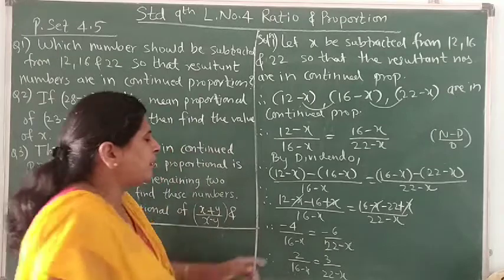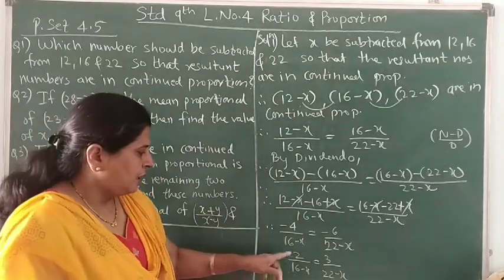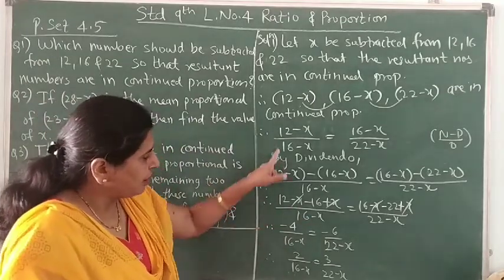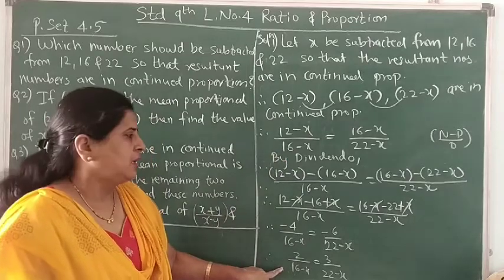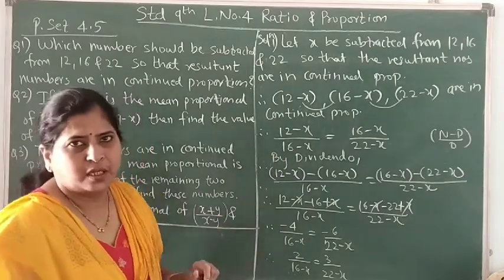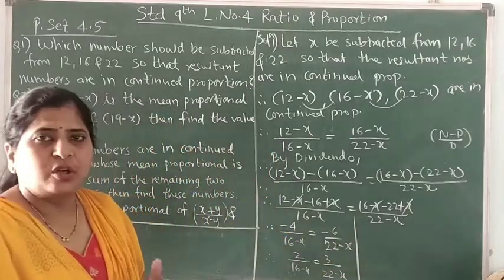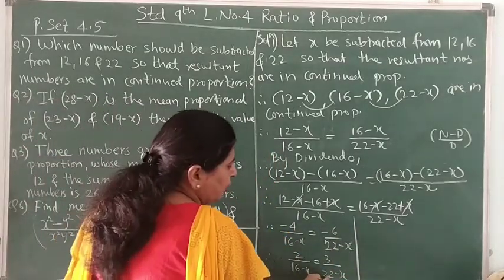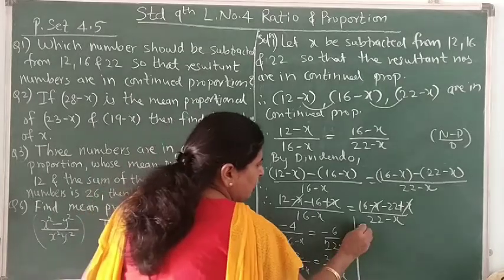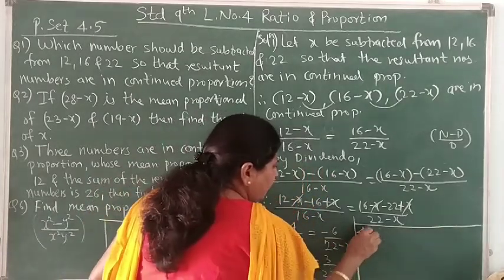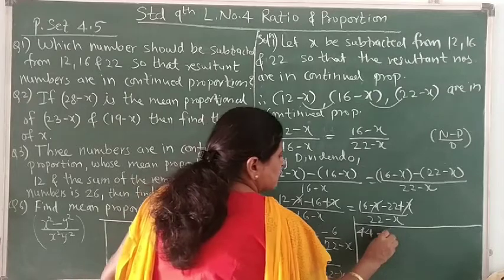So actually we have divided by minus 2 on both sides. Now as we have reduced these terms up to this much, you can do cross multiplication. That will not be a big calculation part for you. So 2 into 22 minus x, so 2 into 22 will become 44 minus 2x.